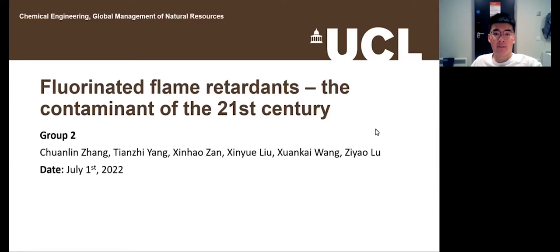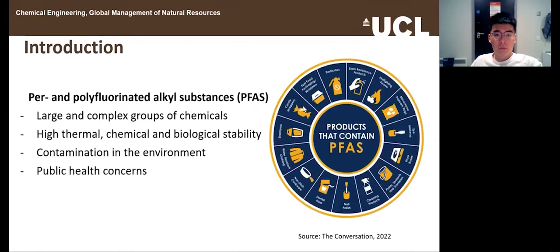Today we are going to give you some insight into fluorinated flame retardants. Those retardants are also known as per- and polyfluorinated alkyl substances, aka PFAS, which are a large and complex group of synthetic chemicals. They are widely used for their high thermal, chemical, and biological stability. For instance, daily life applications of PFAS include making clothes that are resistant to stains and producing firefighting foam that is durable to high temperature.